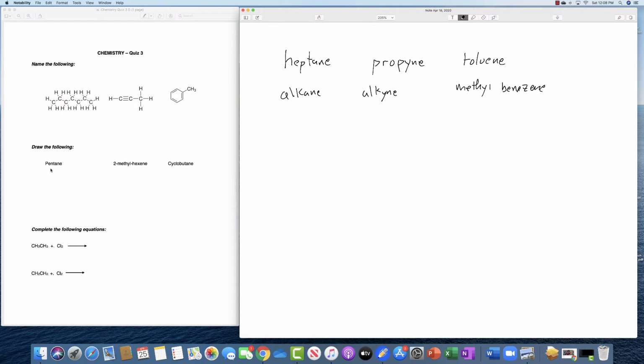Draw the following. The first one's pentane. Pentane is 1, 2, 3, 4, 5, so there's 5 carbons. You could draw it that way. You could draw it this way. You could put all the carbons in here like this. Or you could draw it like this, etc., until you get 5 carbons. Any one of those 3 I would accept.